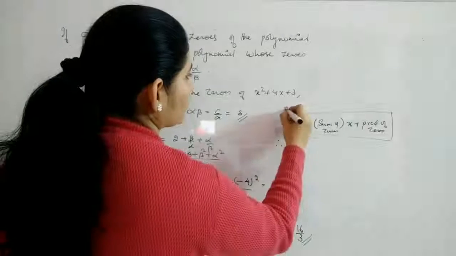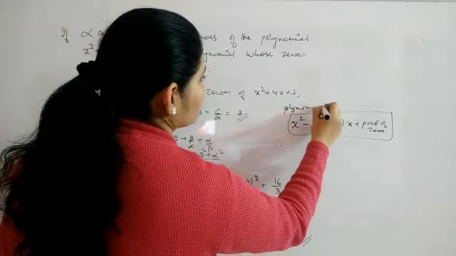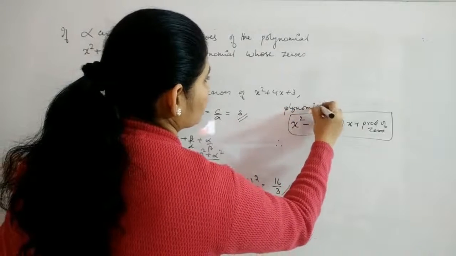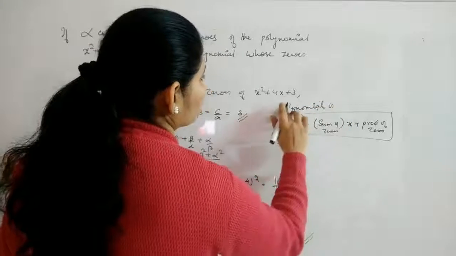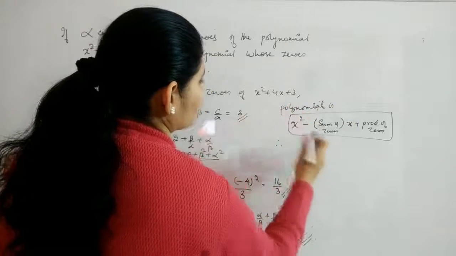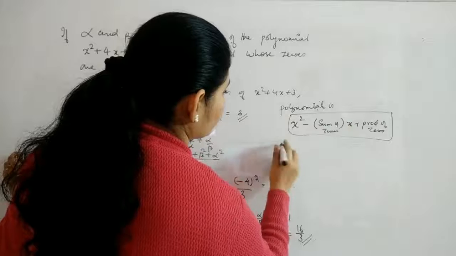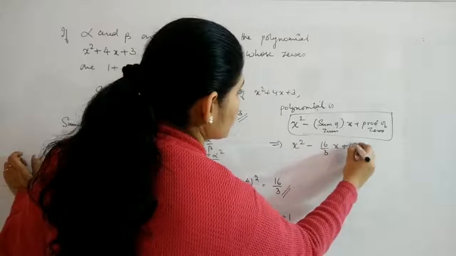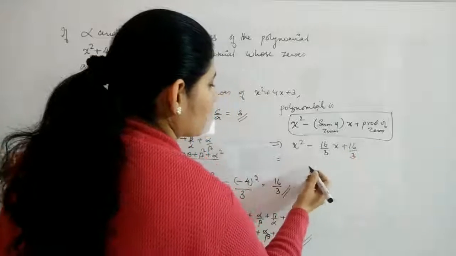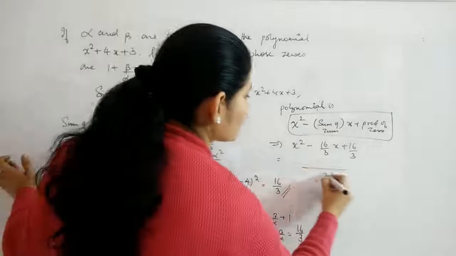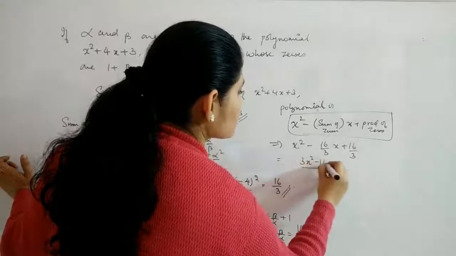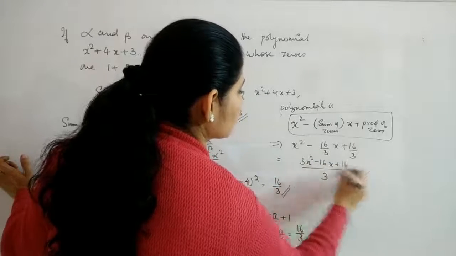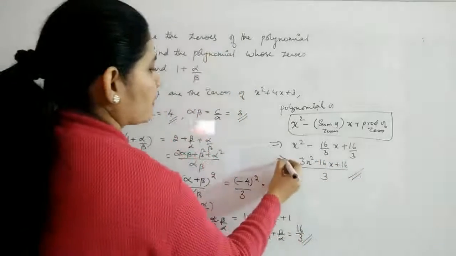Therefore, the polynomial is x square minus 16 by 3x plus 16 by 3, or else you can just take the LCM and write this as 3x square minus 16x plus 16. Okay, this is the polynomial.